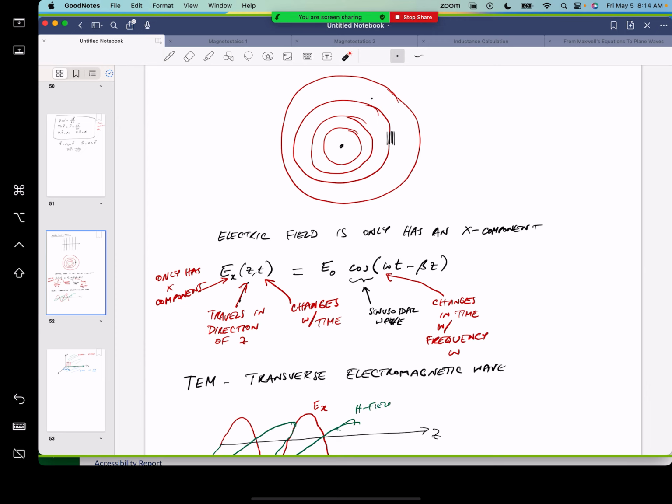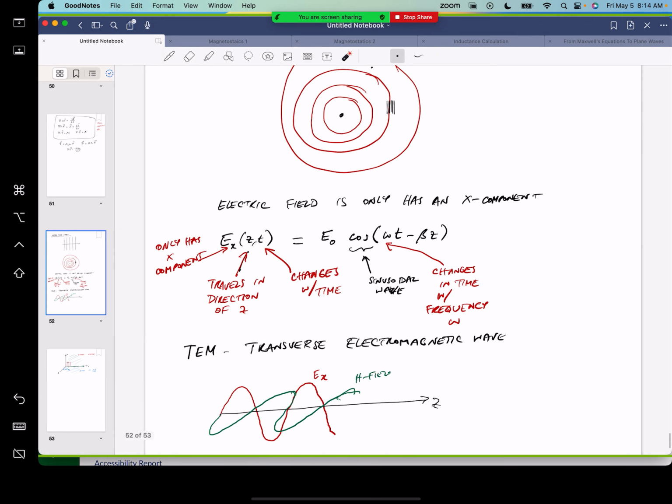In this case, mathematically, we've decided to make the electric field only have an X component, just to make the math along a coordinate direction. We'll see a little bit later that we can make the direction of travel an arbitrary direction. But for now, the direction of travel is in the Z direction and E is only in the X direction.